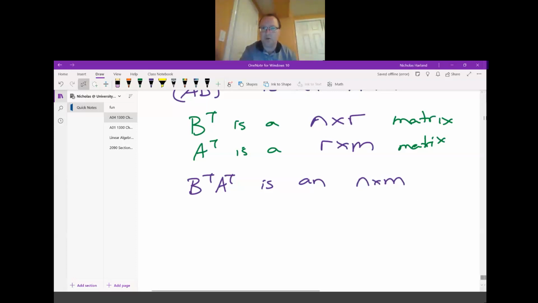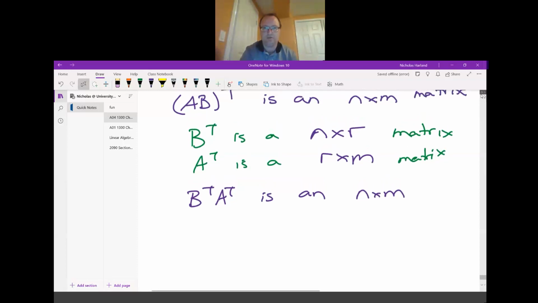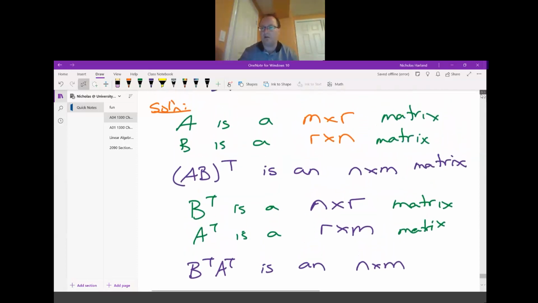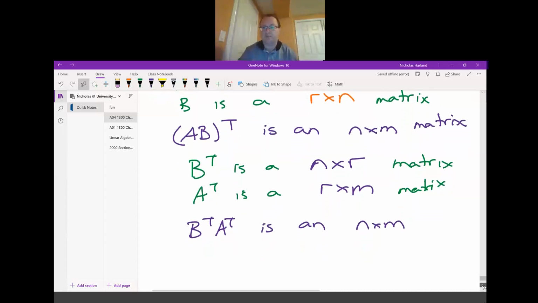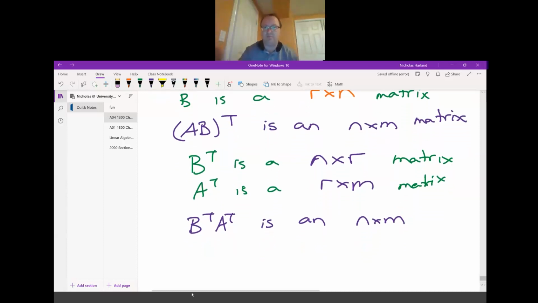Is A times B N by R? No. I don't think so. No. A was M by R. So A transpose would switch the rows and columns. The rows and columns of A. That would switch the rows and columns of B. Yeah, I did B first because it went first in the product. But, I mean, the order in which we write them doesn't really matter.